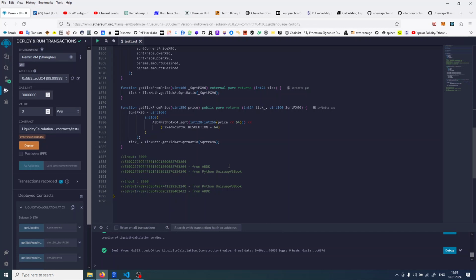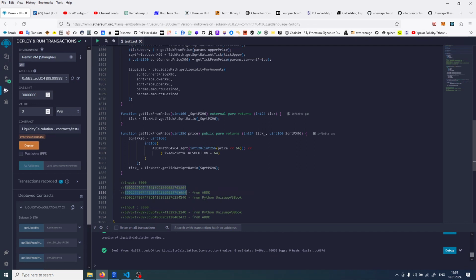so we build Uniswap V3 in Solidity, and we must calculate all information in Solidity too. You can see that if we input 5000 from Solidity, we have this square root price x96, and from Python we have another value. It's not too much difference, but it is.